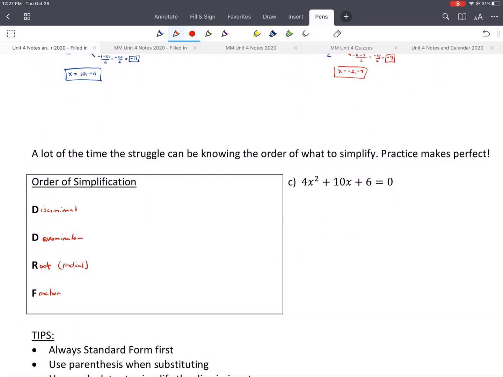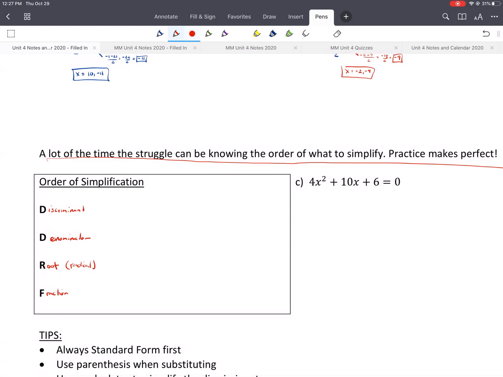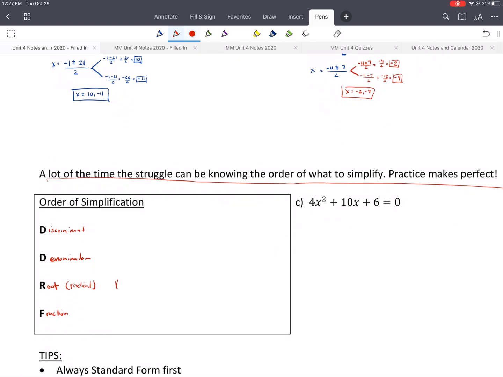All right, so again, a lot of the time the struggle comes from knowing the order to simplify. Okay, so again, we want to do the discriminant, what's inside the root. We want to simplify the denominator, and then we'll simplify the root. These ones were perfect squares. That was nice. Sometimes you may need to do something like 20. So something like 2 and 10 and 2 and 5. Maybe you would need to do that and factor out a 2. These are just examples.